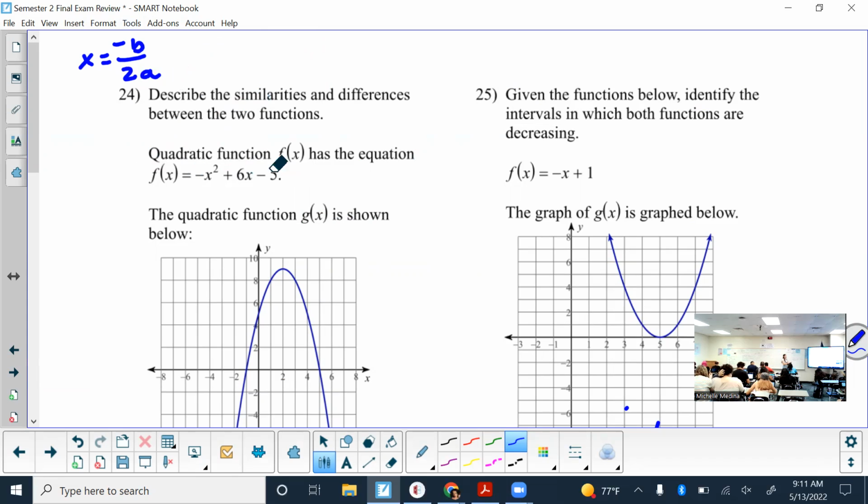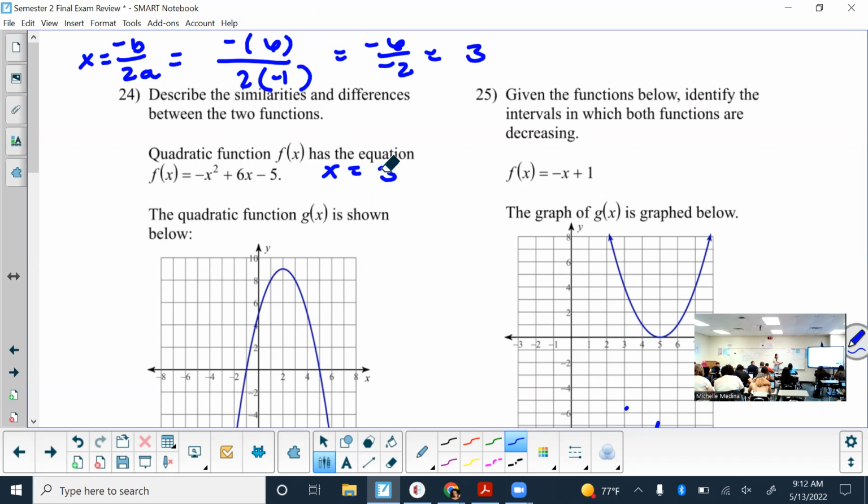So then when you look at your equation, what number is in the b position? Just the 6. Just the number that's in the b position. And then over 2 times a, what number is in the a position? Negative 1. So then simplify that. We get negative 6 over negative 2, which reduces to a positive 3. So that's my axis of symmetry for the equation.